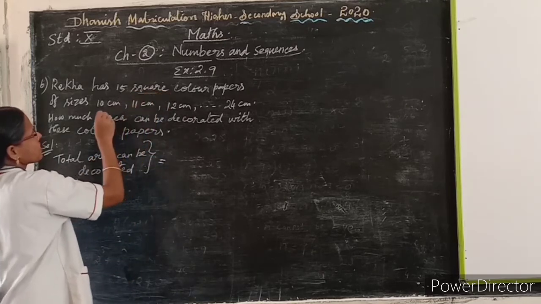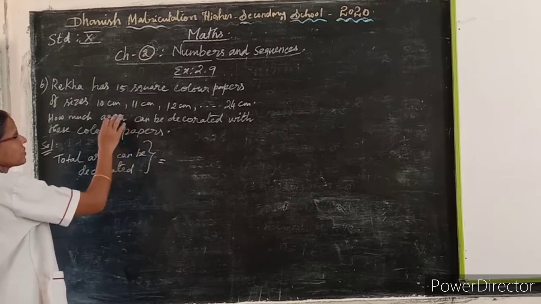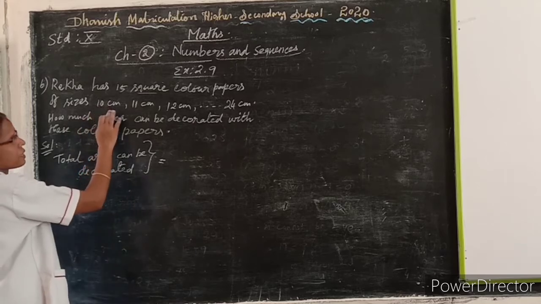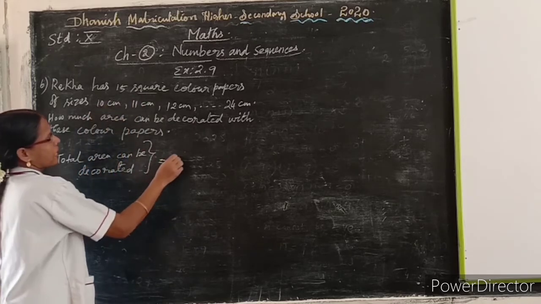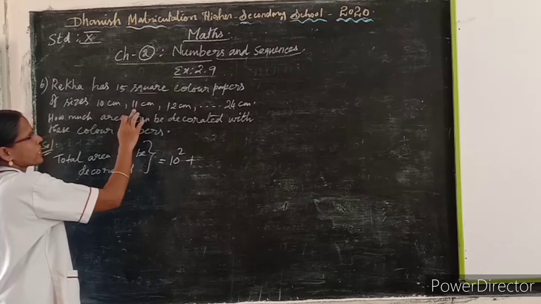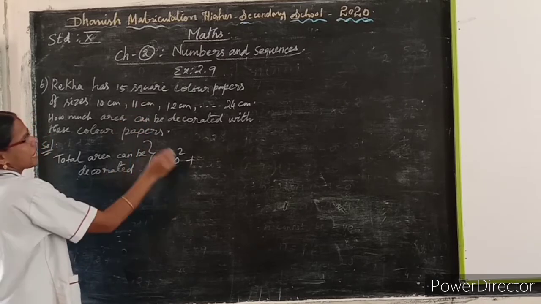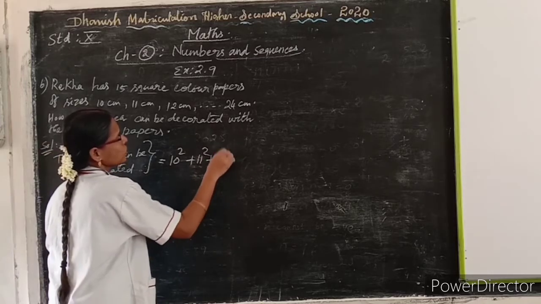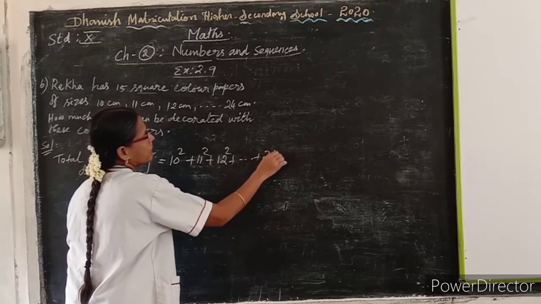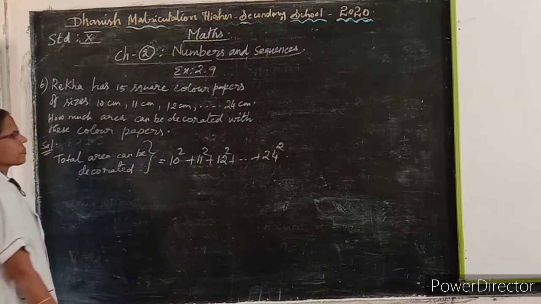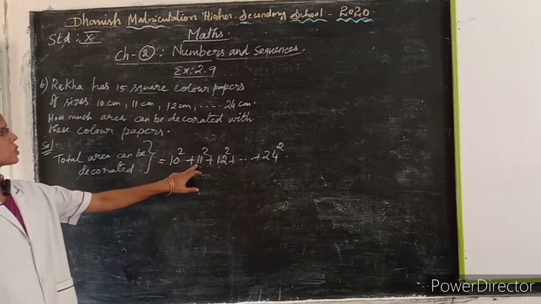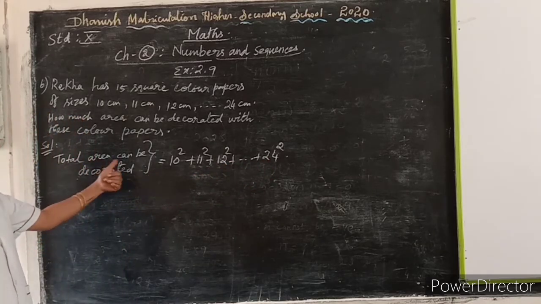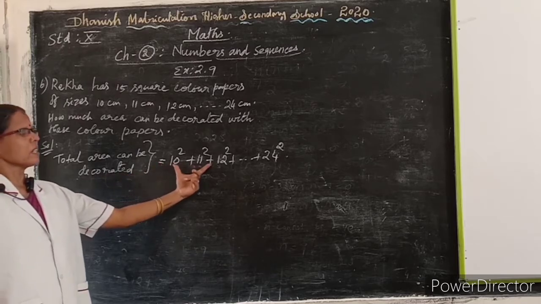Square color papers of size 10 means that the area of the square is 10 square. The first size is 10 cm, so the area of the first square is 10 square. The area of the second square with 11 cm measure is 11 square, the third one 12 square, etc., up to 24 square. This is the area of the first square, second square, third square, up to the last square. So to find the total area that can be decorated, we should add all the areas.